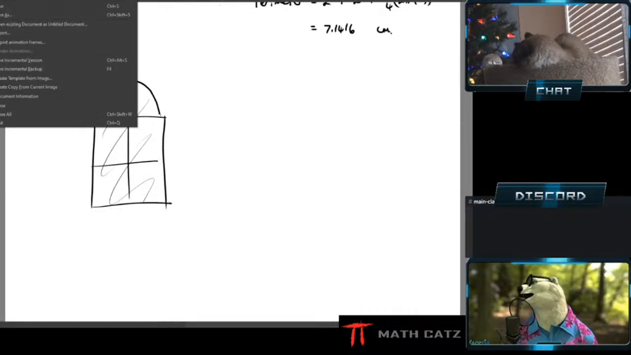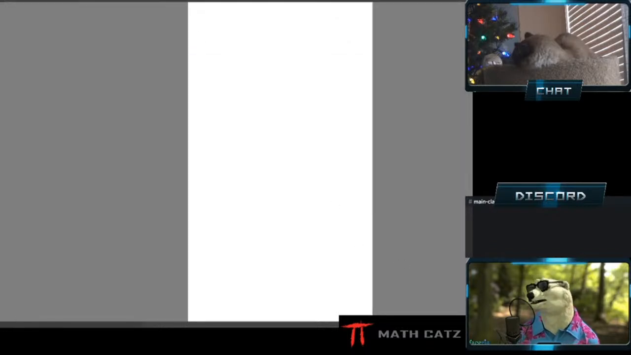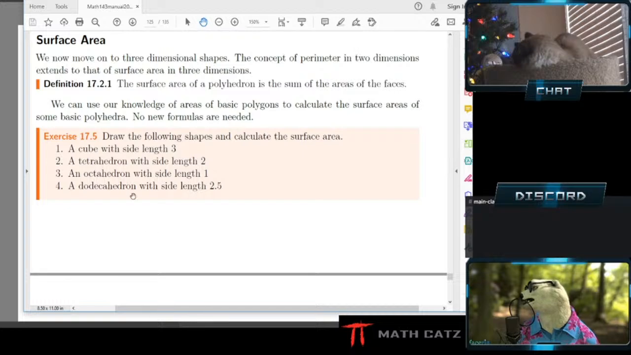So what were the question here? Let's make a new page. Fresh start. Let's see. Get some drawing practice in as well. So I have some in exercise 17.5. Might not do them all. Oh, we could do them all. We have time. Why not? Number 1. What do I have to do? I want to draw the shapes and calculate the surface area.